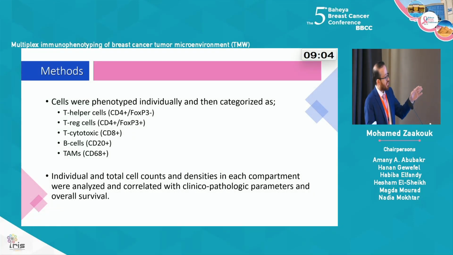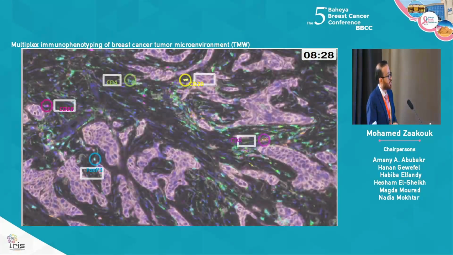Cells were phenotyped individually and then categorized. T helper cells are the cells that were positive for both CD4 and FOXP3. T regulatory cells are the ones that are CD4 positive, FOXP3 negative. Cytotoxic are CD8, B cell CD20, and tumor-associated macrophages CD68. Individual and total cell counts in each compartment, I mean in the stroma, in the tumor, and in total, were all analyzed and calculated, and then correlated with the different clinicopathologic parameters as well as overall survival.